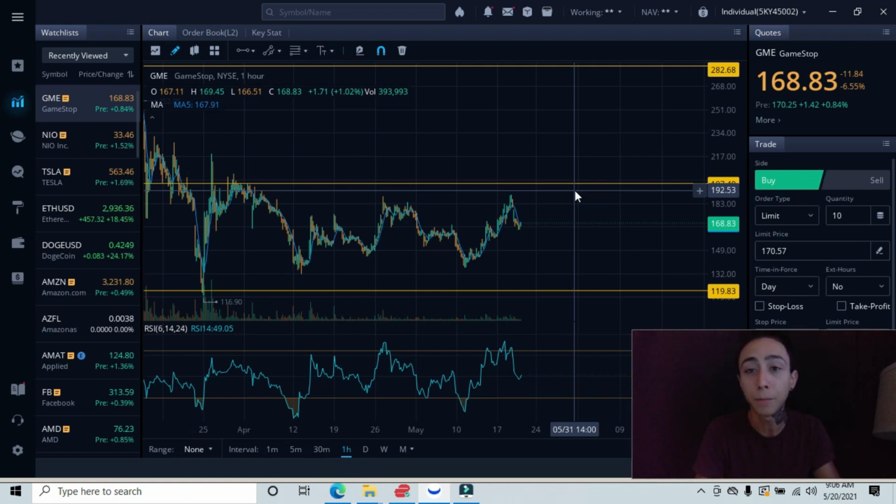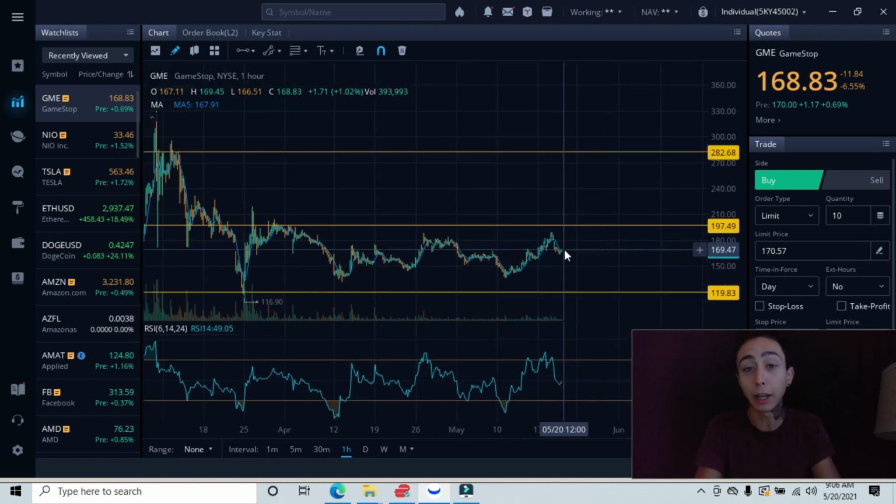If we do come up and test this resistance area and get rejected and start pulling back down, like I said, the better opportunity that I can see is around the $120 level back down here at this support level, okay? So I gave you guys almost three ideal entries that you could possibly use to your advantage on this specific stock. Please use it wisely.